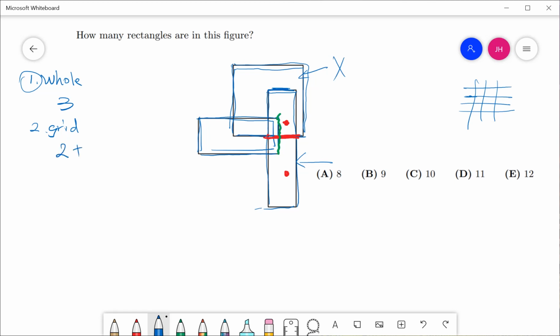And then plus, let's look at the third whole rectangle. Are there any lines that cut through this whole rectangle vertically or horizontally? Yes, there is one. So look at this.